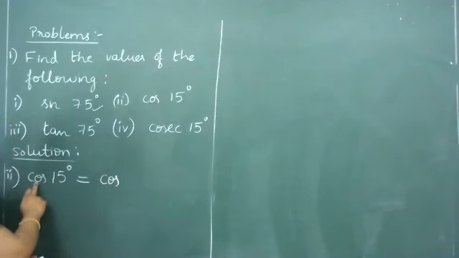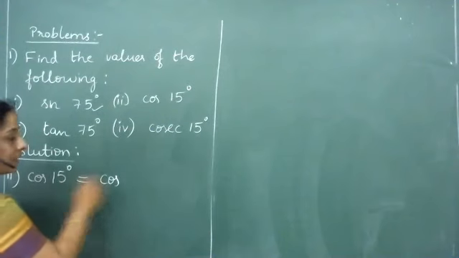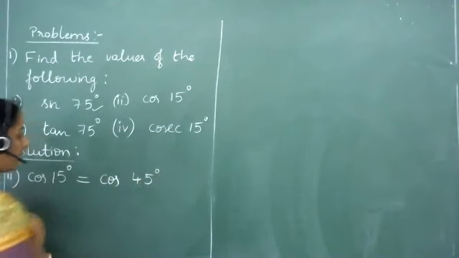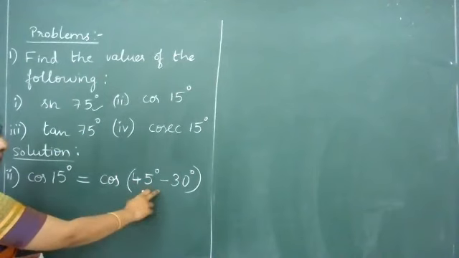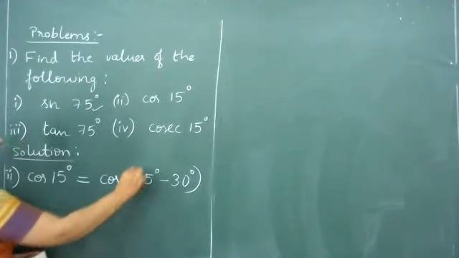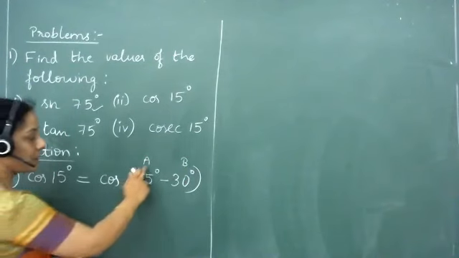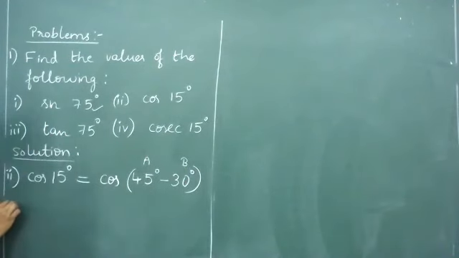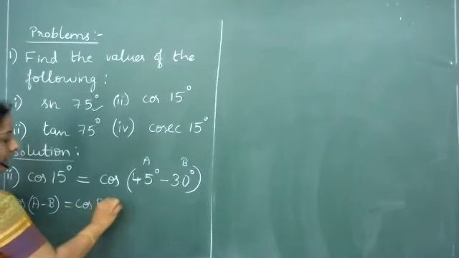You have to retain the function cos as it is. Only the angle will have to be split. And here clearly 15 degrees can be taken as 45 degrees minus 30 degrees. So the angle is split here. And now this RHS has been reduced to the form cos of first minus second, that is A minus B. Cos A minus B formula. And what is cos of A minus B given by? Cos of A minus B is supposed to be cos A into cos B.